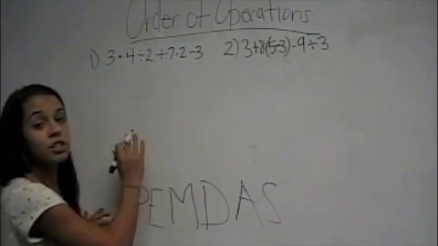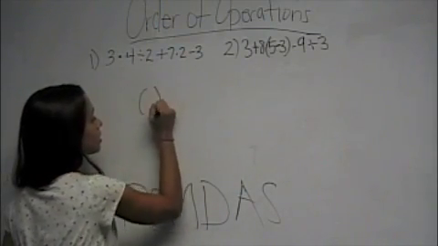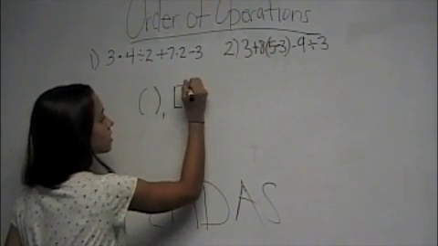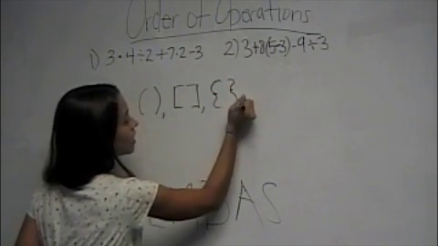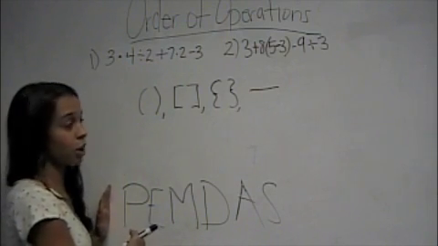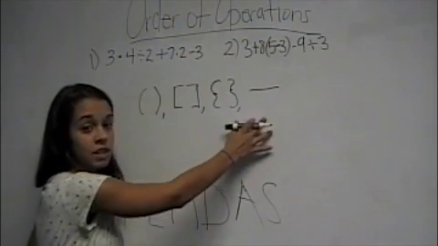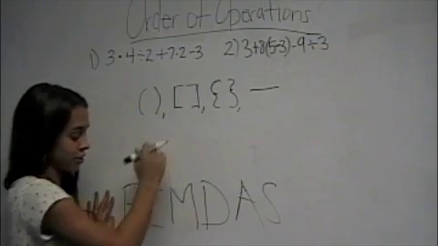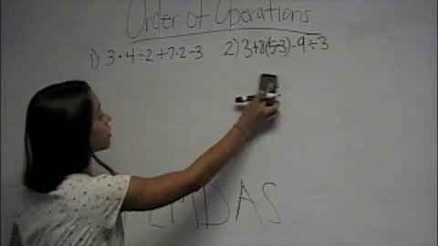Okay, now we are going to look at some symbols of inclusion. We have parentheses, brackets, braces, and a division bar. These all fall under this parentheses part. Parentheses is part of this set. So anytime we come to any of these in a problem, we do it first, just like we would do parentheses. Alright, so now we're going to look at the first problem.